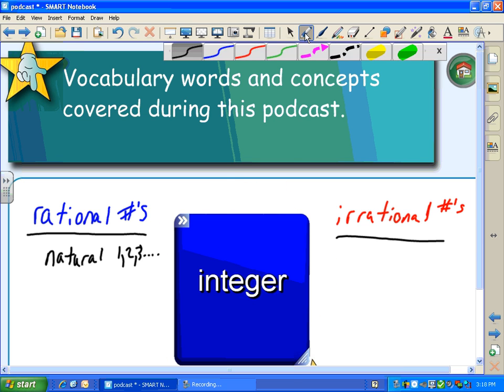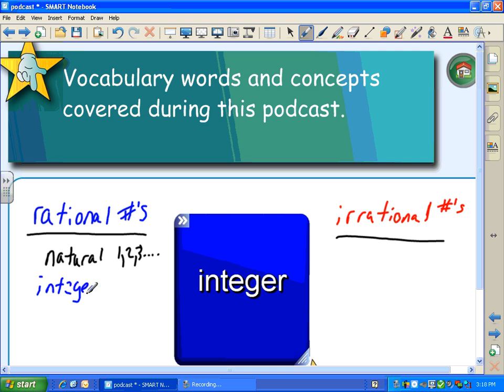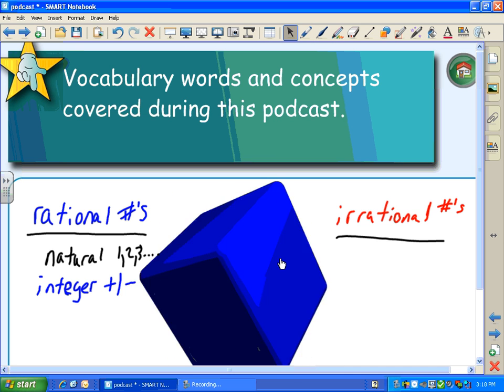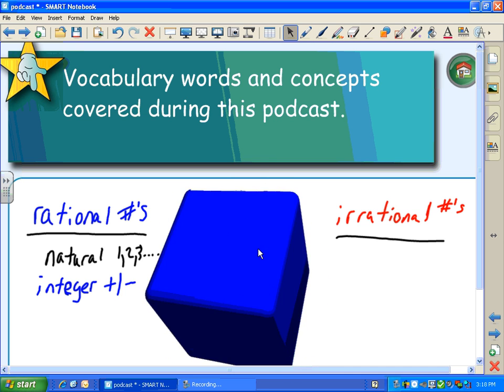See? Integer. By definition, integers are always going to be rational numbers. Integers are positive and negative numbers. Integers are always going to be a rational number. I think there's 2 more out there. I'm telling you, there's 2 more out there.